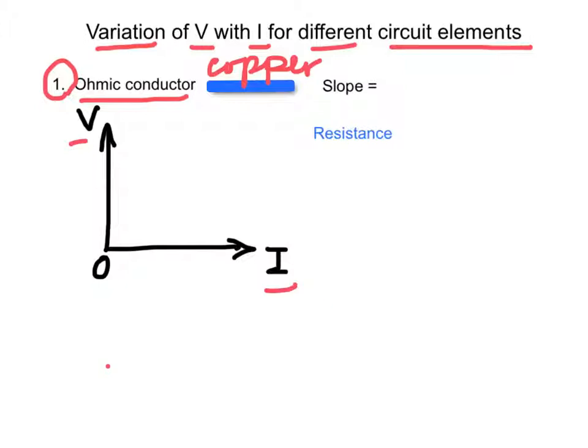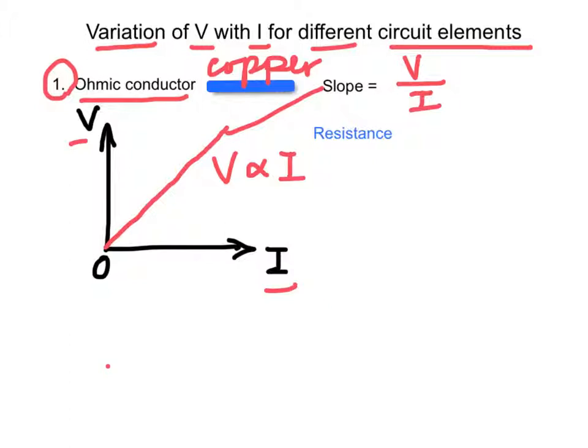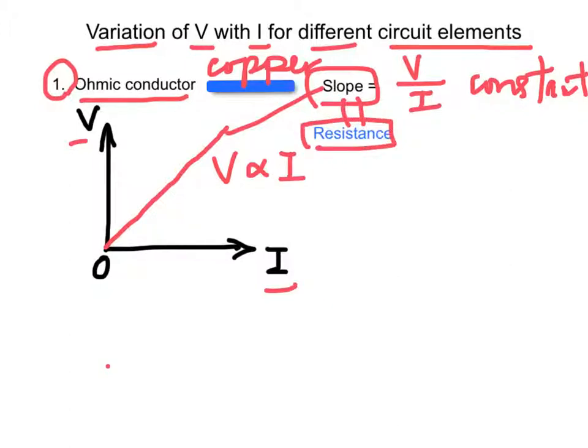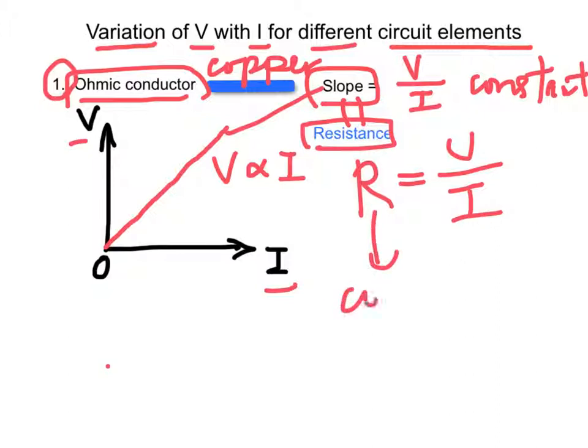In the graph, it is a straight line passing through the origin, which means that the voltage is proportional to the current. In this case, the slope of the graph is V over I, which is a constant value. And the slope is defined as the resistance of the wire. Therefore, for an ohmic conductor, the resistance R equals V over I, and the resistance is a constant value. That means the resistance of an ohmic conductor is independent of I and V.